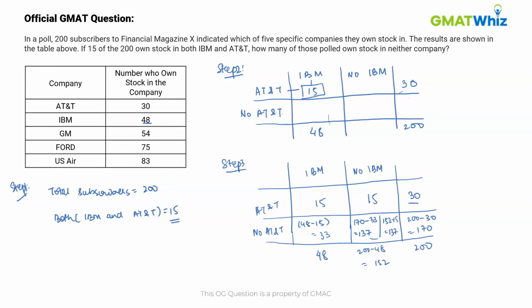Now the question requires us to find out the number of subscribers who own stock in neither of the companies. Now we can see that this is the value which is required. So 137 subscribers do not own any stock in IBM or in AT&T. So the correct answer is option E, which is 137.